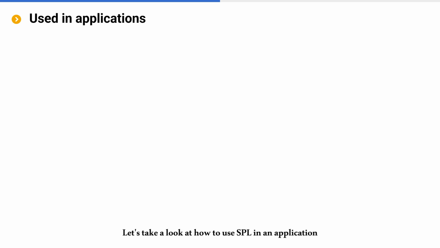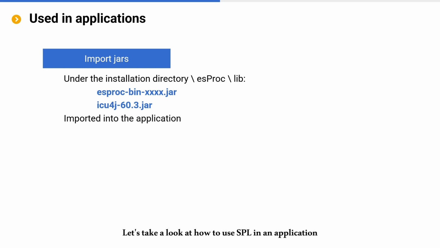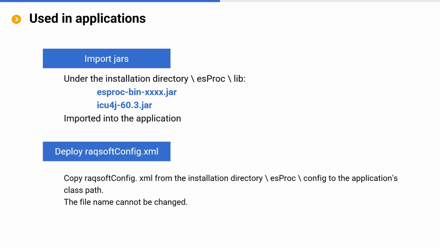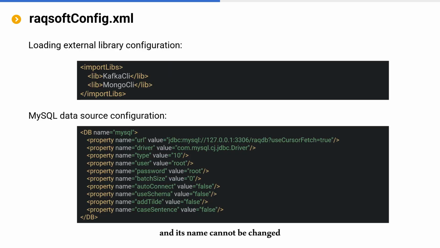Let's take a look at how to use SPL in an application. SPL is developed in Java. Simply import these two jars into the application, and then place the SPL configuration file in the application's class path. racksoftconfig.xml is the key configuration file of SPL, and its name cannot be changed. In racksoftconfig.xml, external libraries need to be configured, and you can configure whichever one is used.